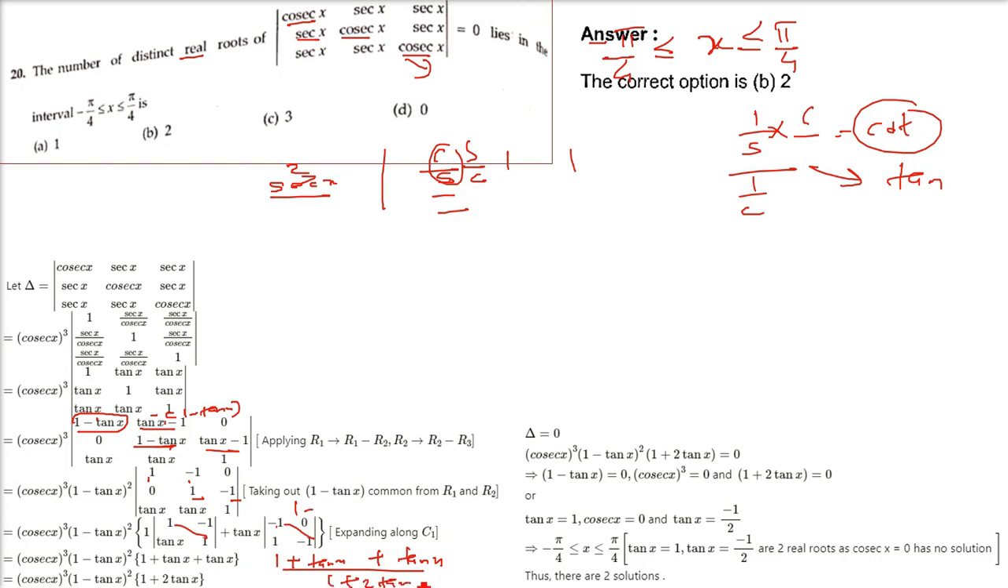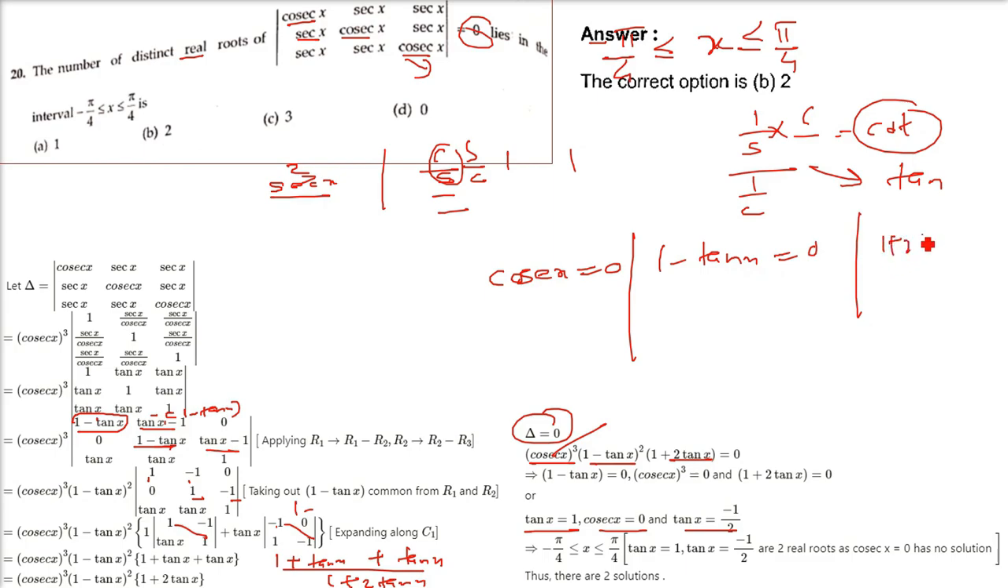When we have 1 plus 2 tan x, we already had 1 minus tan x whole square outside, and cosec x whole cube, when we took cosec x from all three rows. So when the determinant is 0, it will be cosec x equals 0, or 1 minus tan x equals 0, or 1 plus 2 tan x equals 0. 1 minus tan x equals 0 means tan x equals 1, or 1 plus 2 tan x equals 0, that is tan x will be equal to minus 1 by 2.